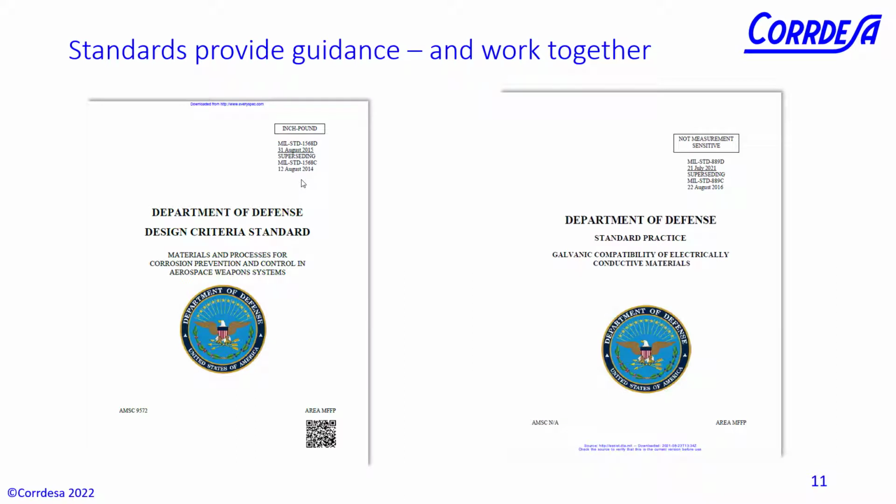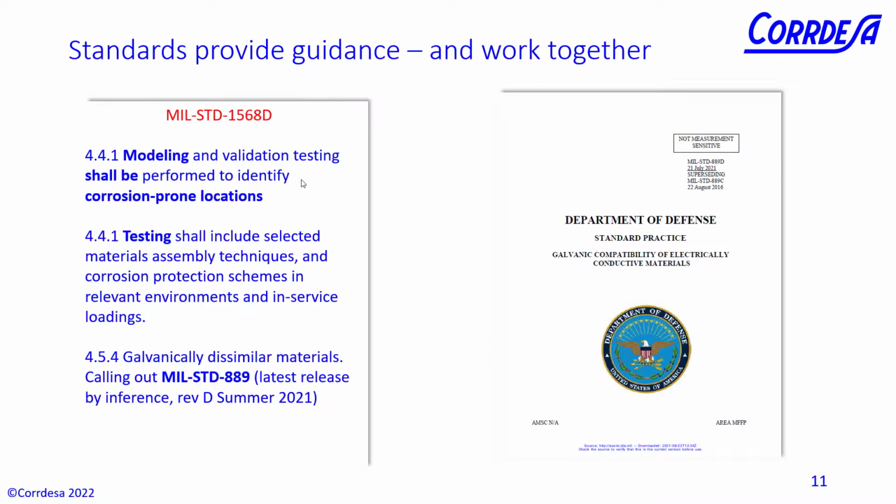It's difficult to see these, but in the PDF you can zoom in. On the left-hand side, we have a materials and processes corrosion prevention standard for aerospace weapon systems. That's 1568. And then over on the right-hand side there's one in particular for galvanic compatibility. Now I shall pull out a couple of clauses from the military standard 1568D. There's a piece in there and it uses "shall" language. Okay, so modeling and validation testing shall be performed to identify corrosion prone locations.